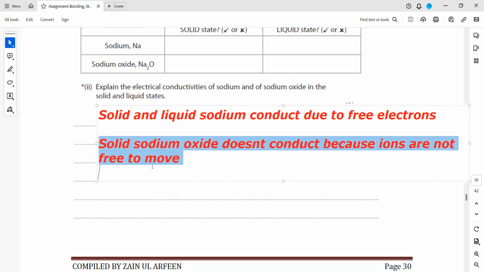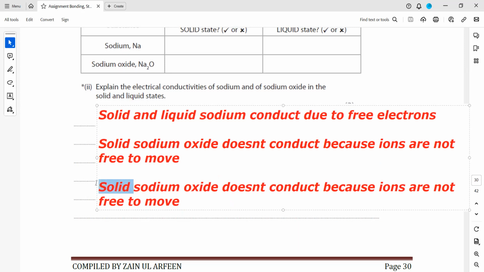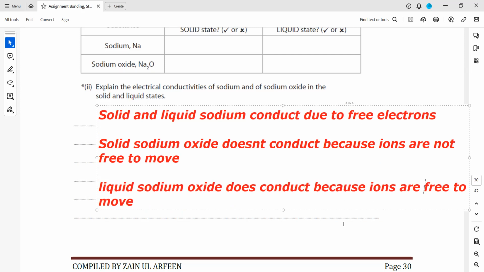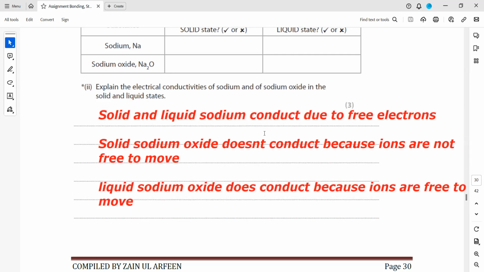So solid sodium oxide does not conduct. But if we have a liquid or molten sodium oxide, it conducts because the ions are free to move. So these are the points you will mention.